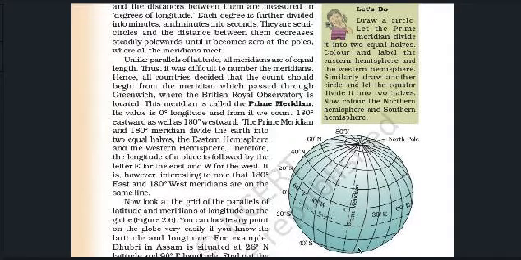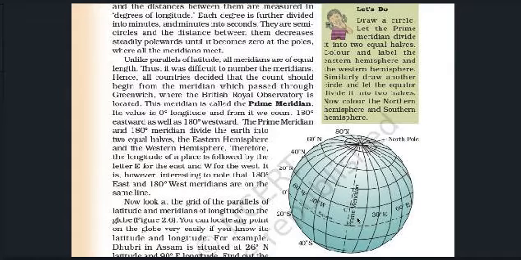The prime meridian also divides our earth into two hemispheres. From the prime meridian, 0 degree, to 180 degree west longitude, this area is known as the western hemisphere, and from 0 degree to 180 degree east longitude, this area is known as the eastern hemisphere.